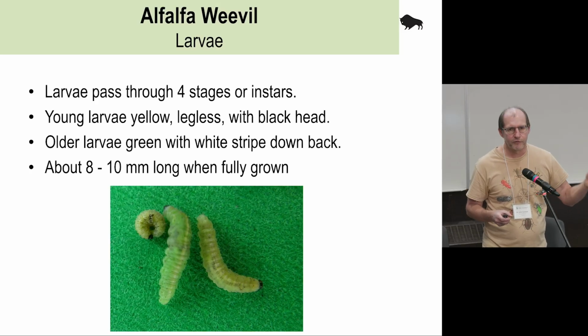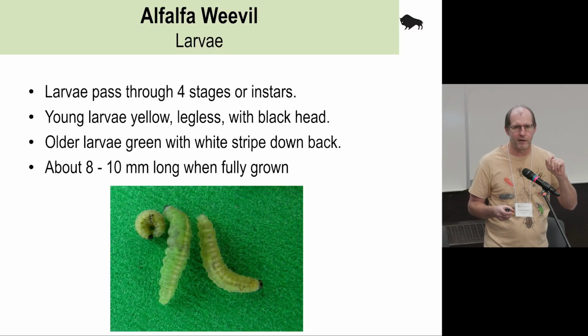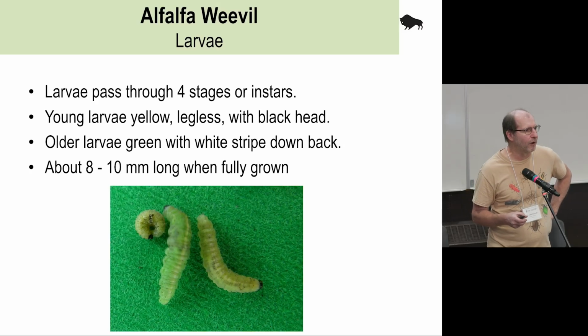So when you're doing your scouting in early to mid-June, you might see a lot of the small little yellow ones, but then as they get bigger, you'll start to notice a lot of them are turning this slimy green. They've got the white stripe down the back, black head. That's alfalfa weevil larva. If you're seeing some that have a brown head capsule, that's probably not alfalfa weevil.